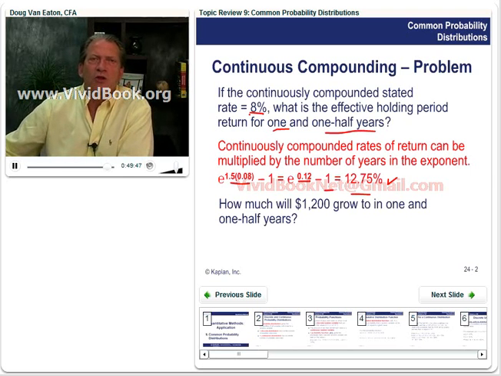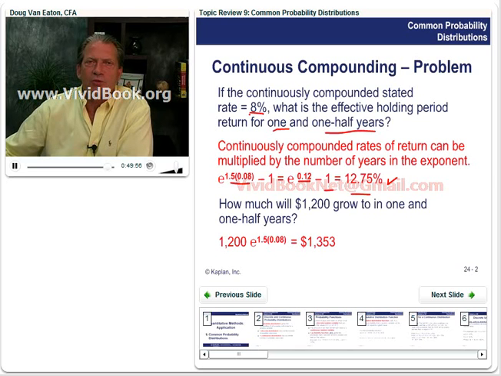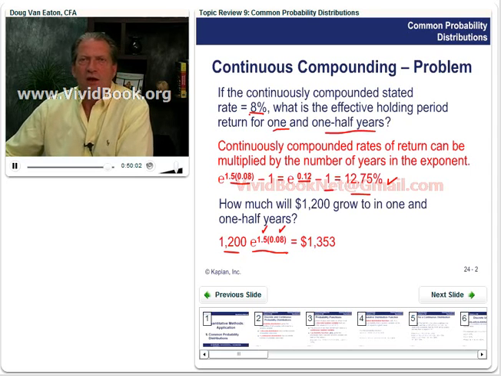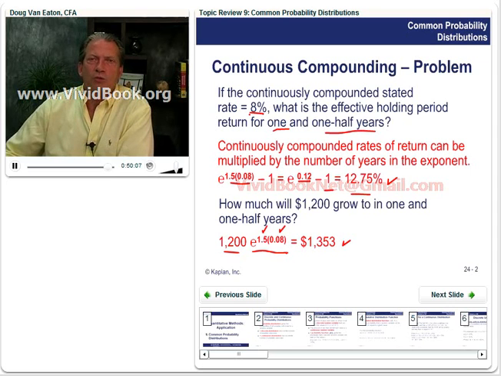And put another way, just so you're familiar with all the different ways to use this, how much will $1,200 grow to in 1.5 years? It's dead easy. Take the 1,200 and we multiply it by our factor here, 1.5 years, 8% growth, e to that power, and we get 1353. And that should be an increase of 12.3%, just as we found up here over the 18-month period.